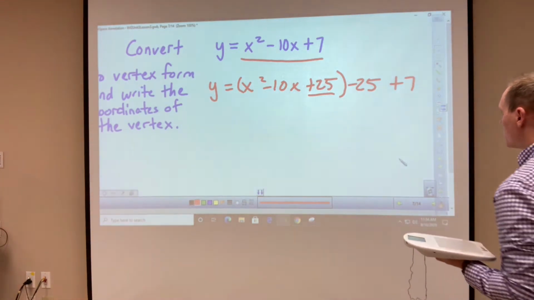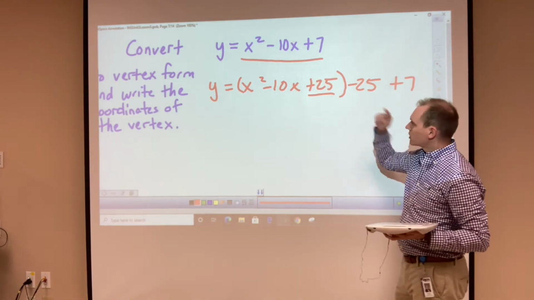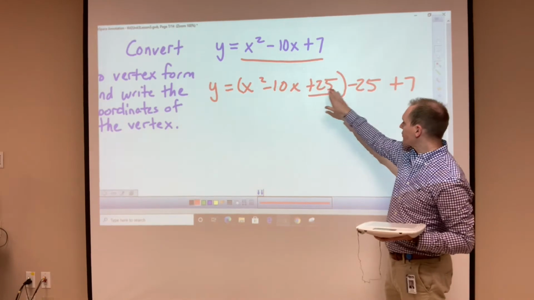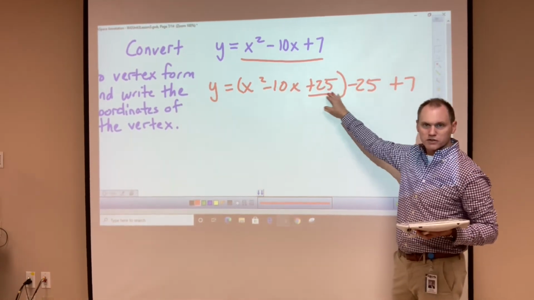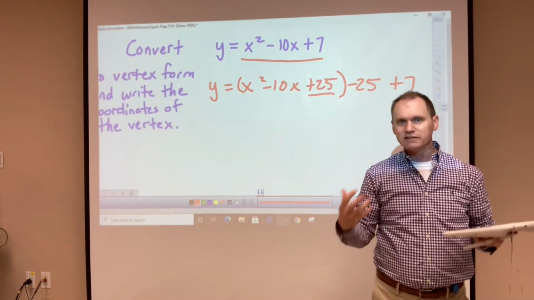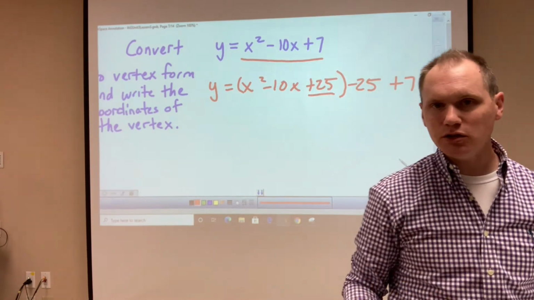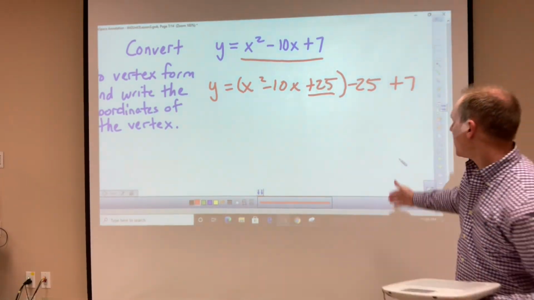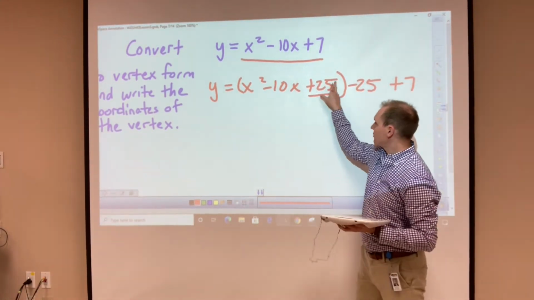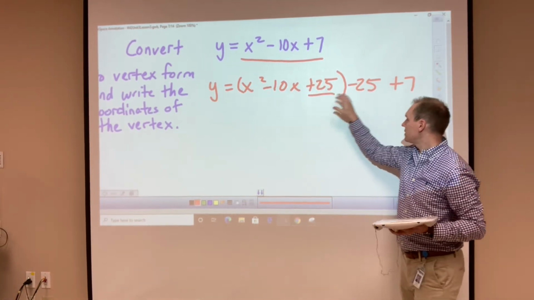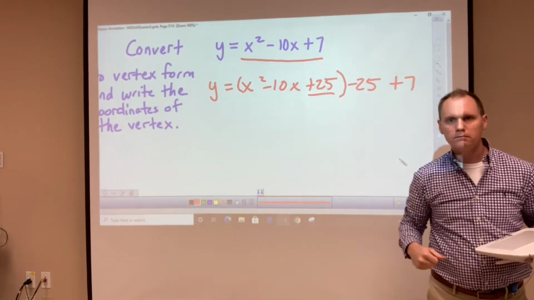So you're probably thinking, why would we want to do that? Well, we're not changing it, right? Positive 25 and negative 25 is 0 essentially, right? So we're basically adding 0 to this. So we're not changing it. We're just writing it in this way so that we have a perfect square here, and then on the outside we've got some stuff left over.